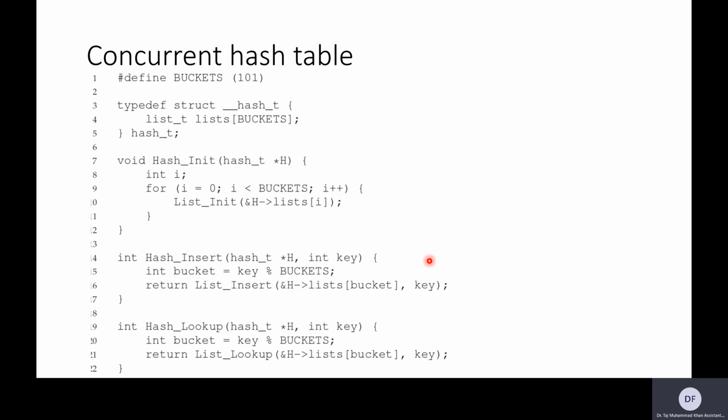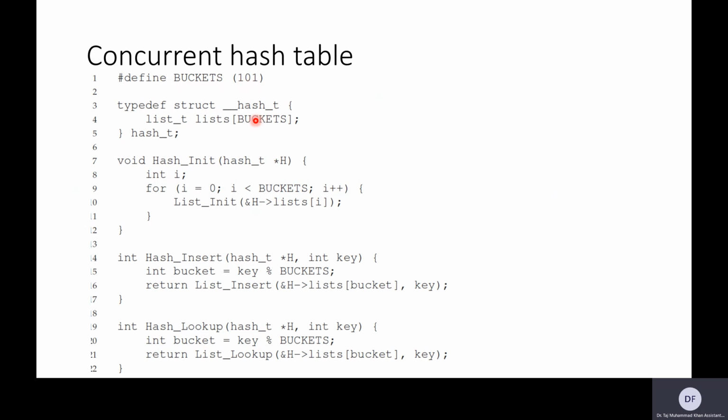Another data structure that is used very much is the hash table. A hash table, you know, is a series of buckets in which we could put values. I hope that you have studied how a hash table works in the data structures class. So let's say this hash table has 101 buckets.